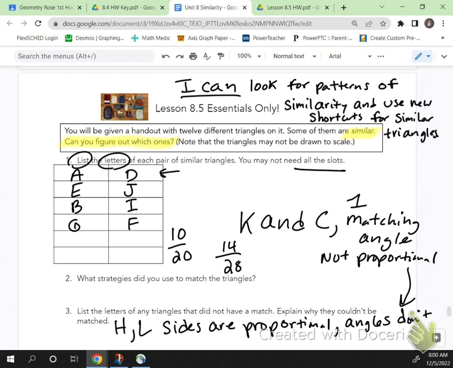Okay, this should all be going down for part 3. And number 2, it says, what strategies did you use to match the triangles? What strategies did you use? What were you looking for? We were looking for congruent angles and proportional side lengths. Basically, we're looking for the definition of similar figures.